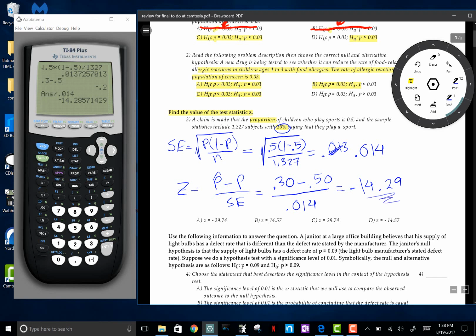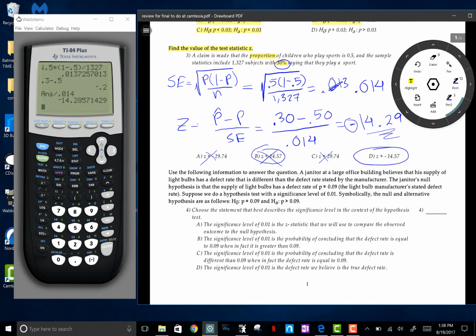So if you look at it, it can't be A, it can't be C. B is pretty close, but you have to pay close attention that this is a negative z value and this is positive. So our final answer should be D, that z is equal to negative 14.57.